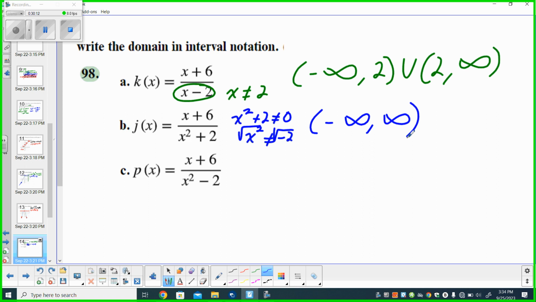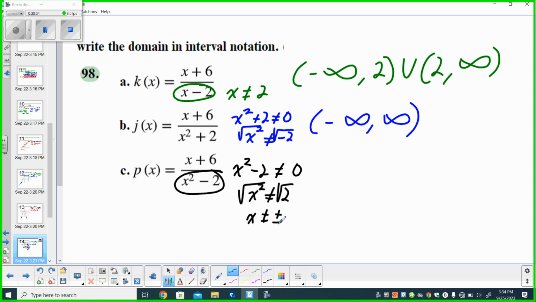So in this case, it would be negative infinity to infinity. Same process looking at this one here. We have x squared minus 2 cannot equal 0. Again, we're paying attention to the denominator only. I could care less about the numerator. Add 2 to both sides, so x squared cannot equal 2. And then I would take the square root, so x cannot equal plus or minus, because that's what happens when we take the square root of something, the square root of 2.